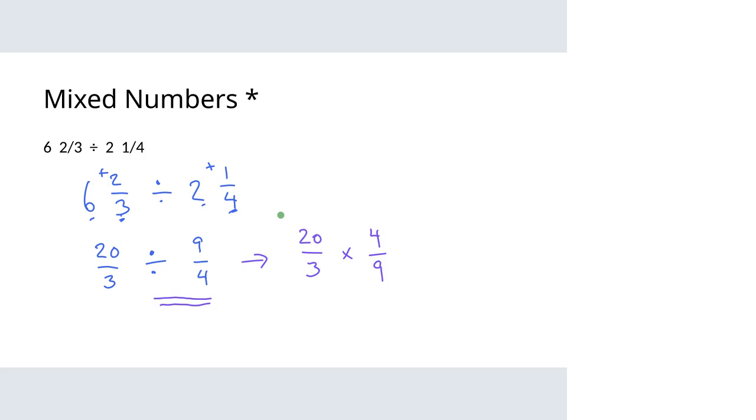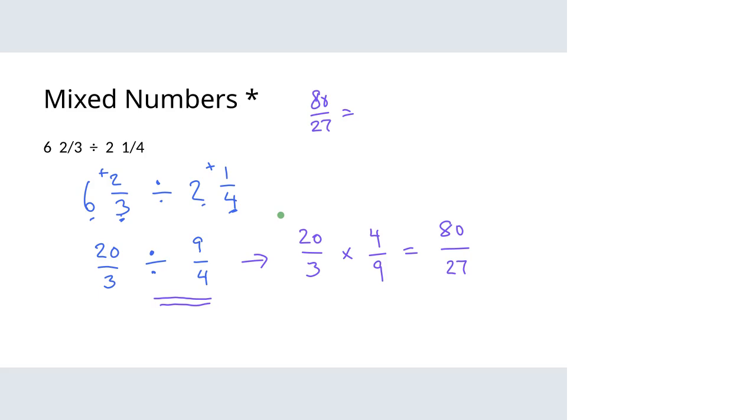Now we can multiply numerators. 4 times 20 is 80. Multiply denominators. 3 times 9 is 27. And we have 80/27ths, which for most things would be a perfectly fine answer. But we started with mixed numbers, so let's finish with mixed numbers. To figure out how to rewrite 80/27 as a mixed number, the first thing we're going to do is 80 divided by 27.